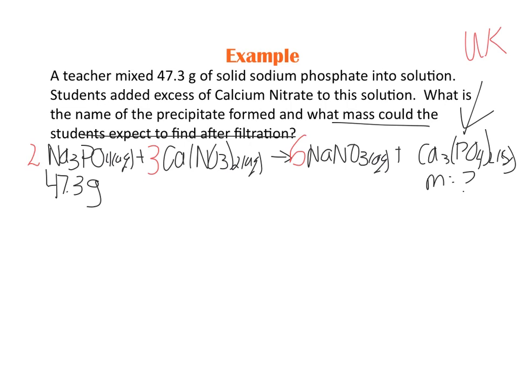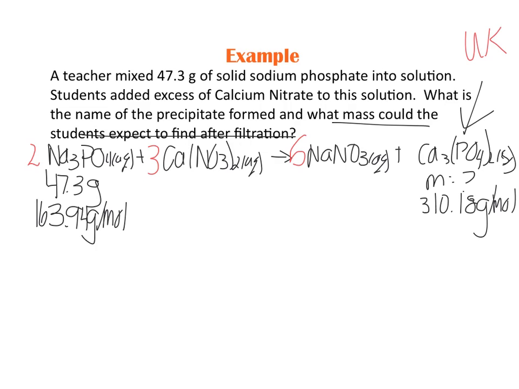All right, writing out our molar masses, 163.94 grams per mole and 310.18 grams per mole. Remembering that these coefficients out front here never get considered for calculating molar mass. It's strictly whatever the compound is.